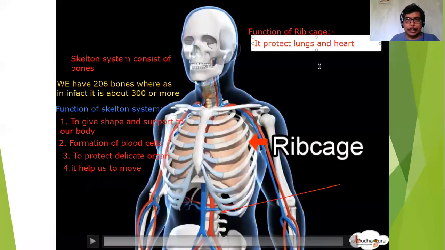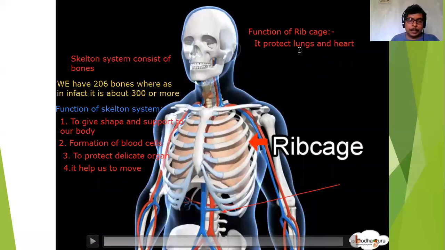I hope it is clear to you. And how many bones are there? There are 12 pairs of bones, and the last bones are called floating bones. Okay, I hope it is clear to you.